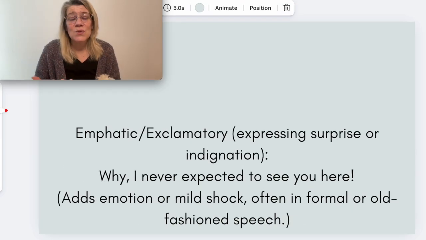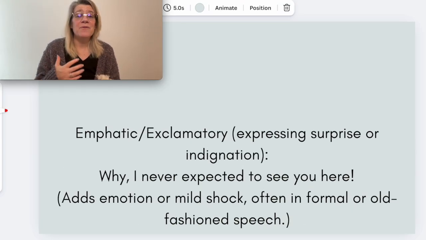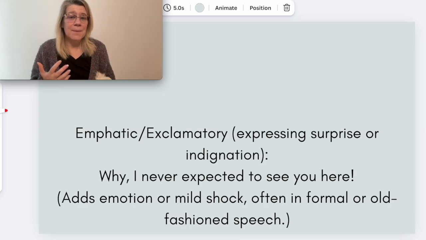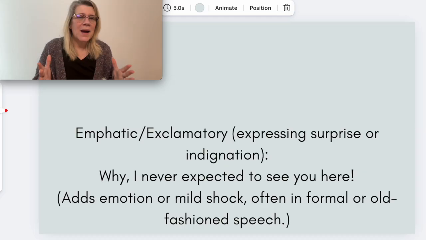We use the word why as an emphasis or to exclaim. "Why, I never expected to see you here." This is mild shock. It's kind of old-fashioned. You might substitute it for wow. "Wow, I never expected to see you here."